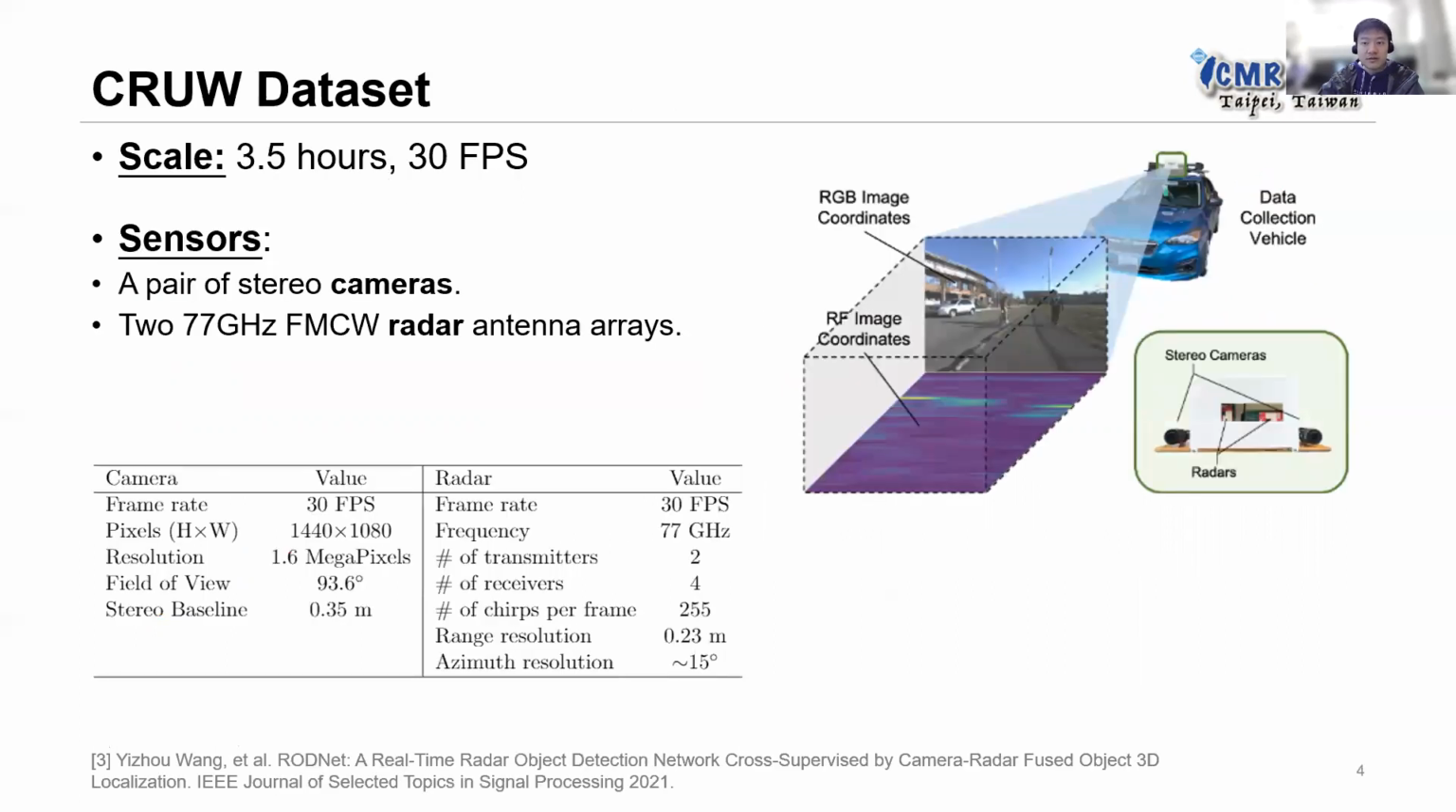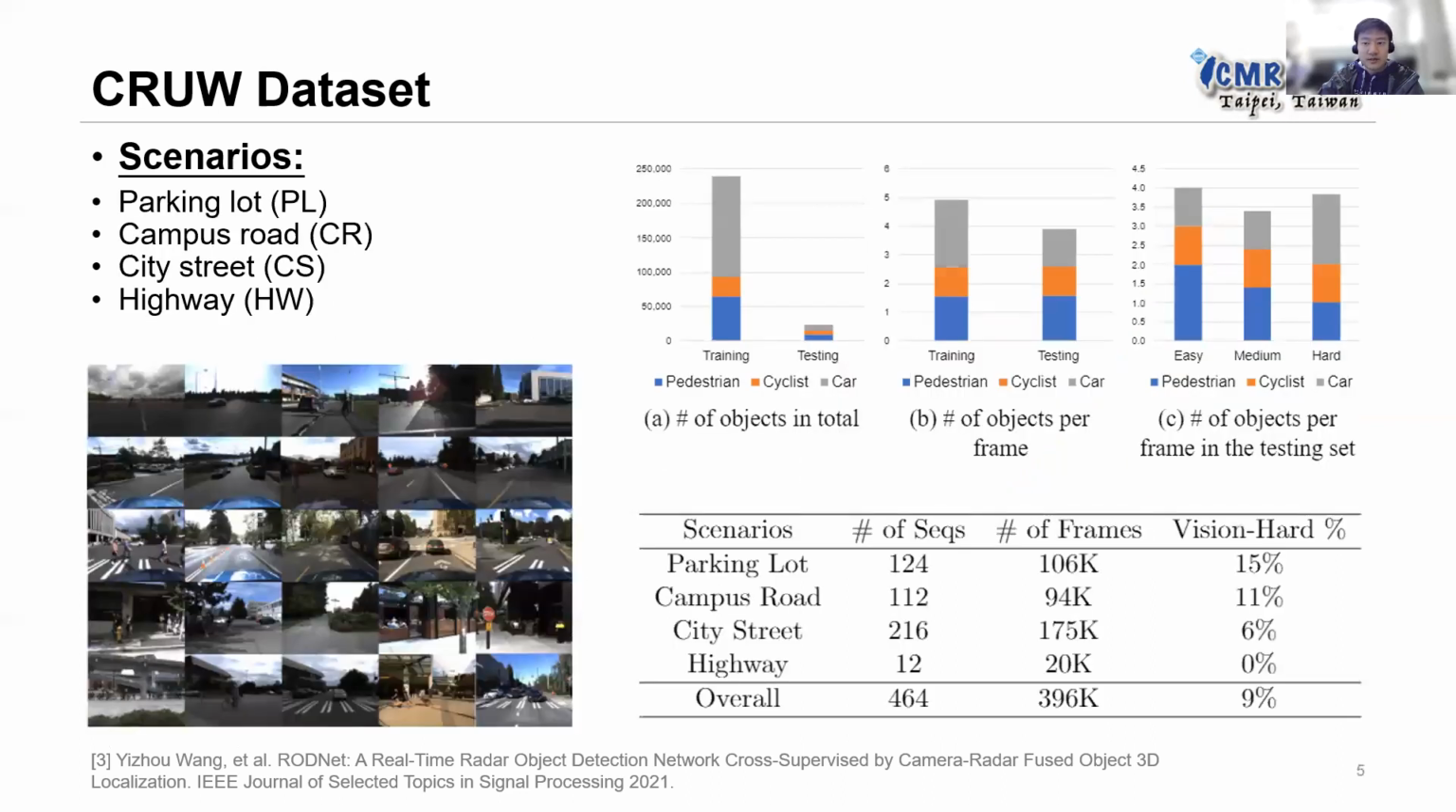Firstly, talking about the dataset, I would like to introduce our CRUW dataset containing a synchronized and well-calibrated camera and radar sensor system. It includes about 3 hours of 30 FPS data. The configurations and parameters of our sensor platform are shown in this table. There are 4 different scenarios: parking lot, campus road, city street, and highway. Some example images and object distribution are shown in these slides.